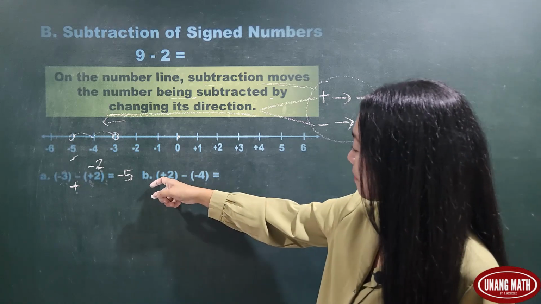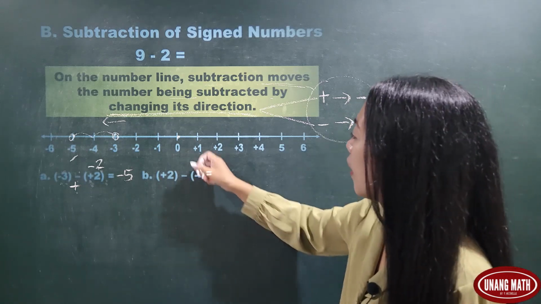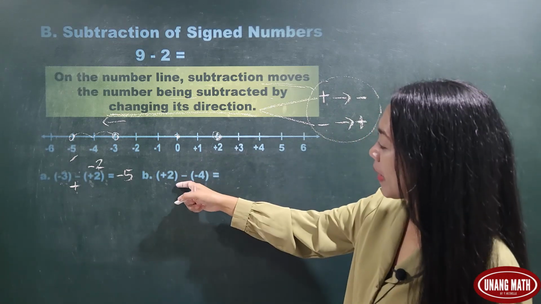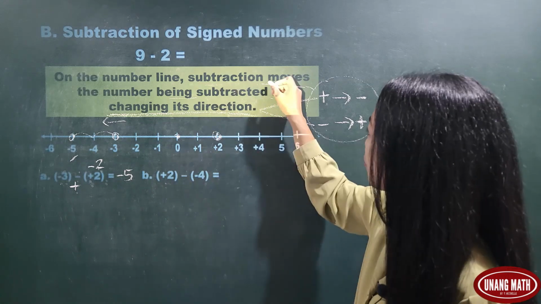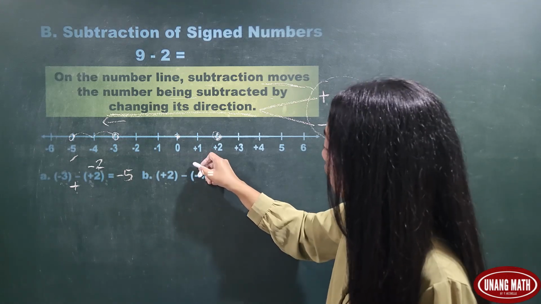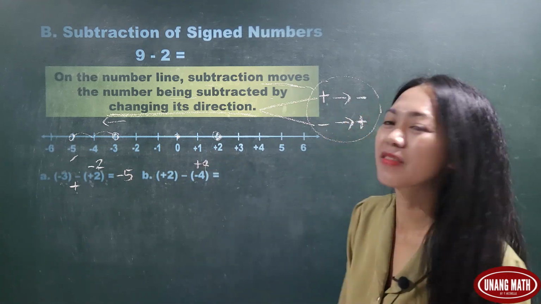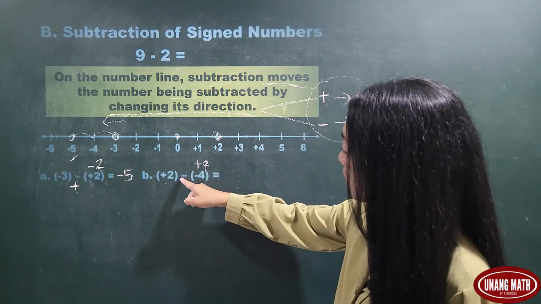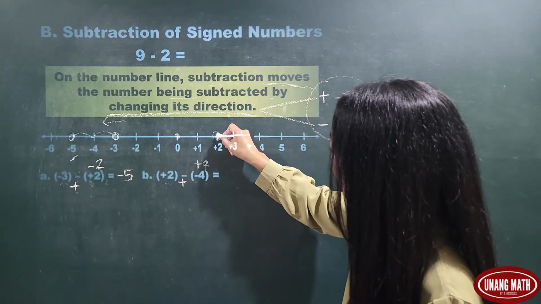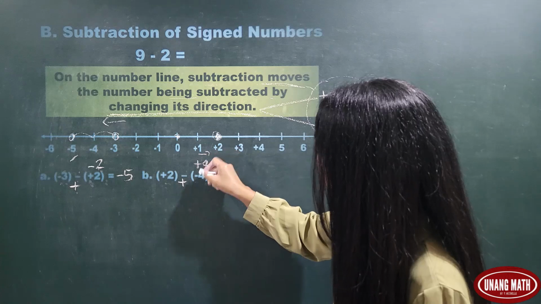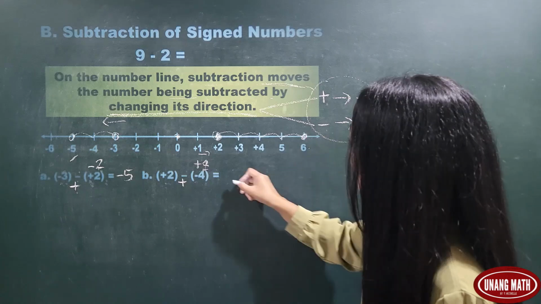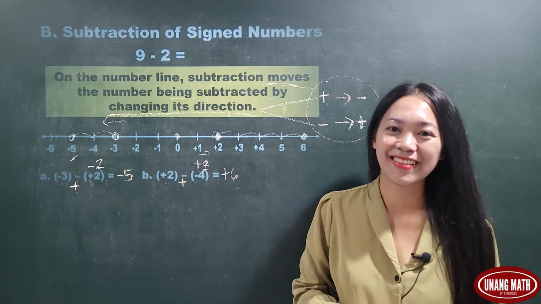Next example. Positive 2 minus negative 4. This is the origin. Positive 2 is this point. Minus negative 4. Again, subtraction moves the number being subtracted by changing its direction. This is negative 4. Change direction, it becomes positive 4. When we move, the subtraction sign becomes a plus sign. So from positive 2, we need to move to the right. How many times? 4 times. So 1, 2, 3, 4. The answer is positive 6.